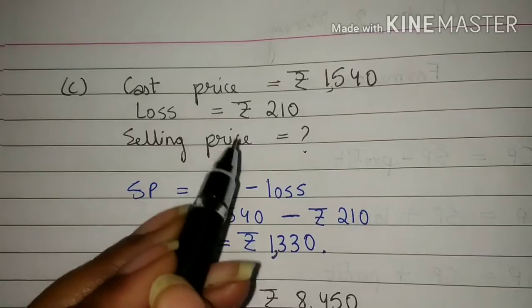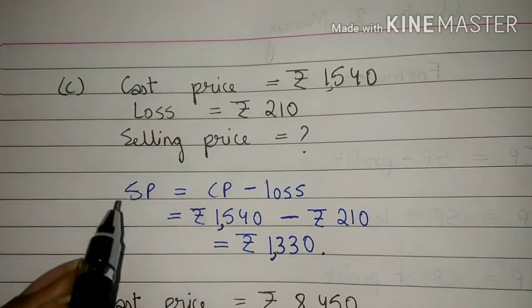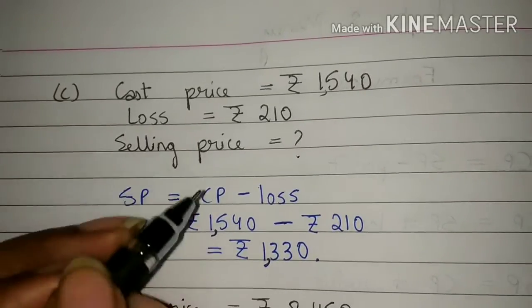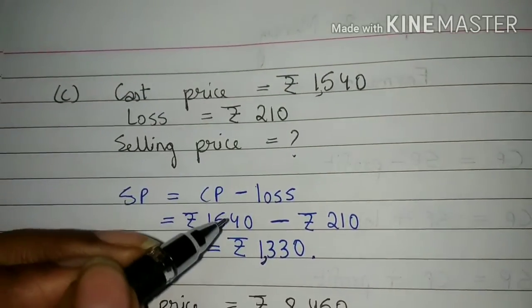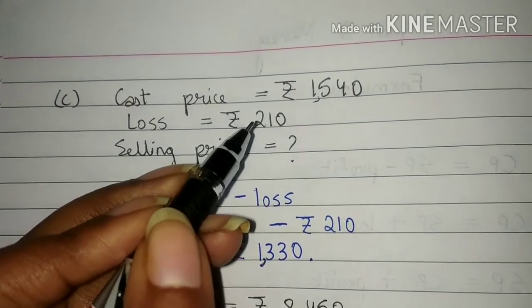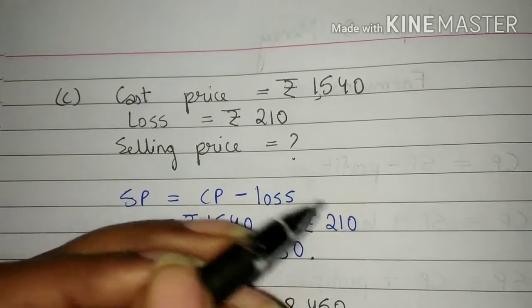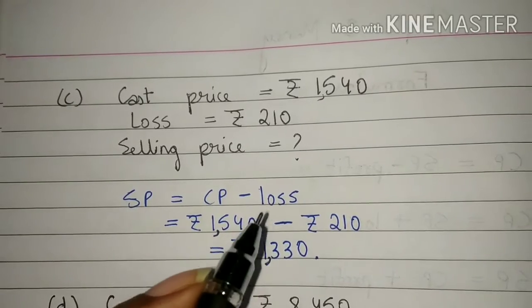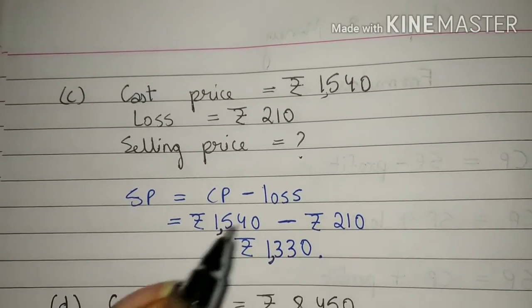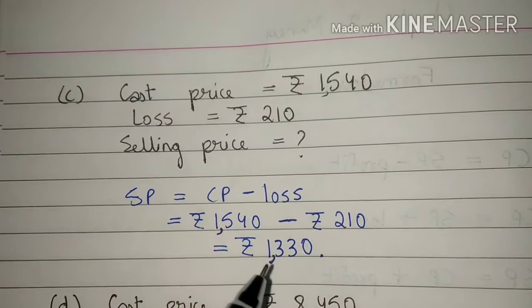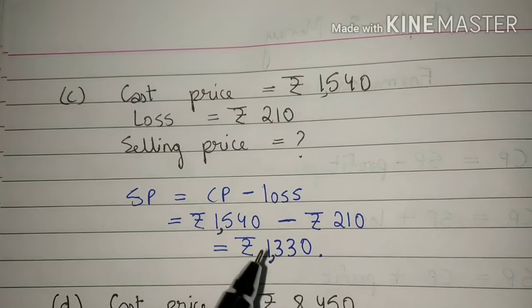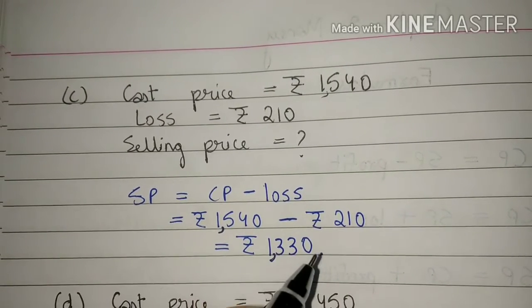Students, how will you calculate selling price? Selling price is equal to cost price minus loss. Cost price is rupees 1540 and loss is rupees 210. So, rupees 1540 minus rupees 210 is rupees 1330. So, selling price is rupees 1330.